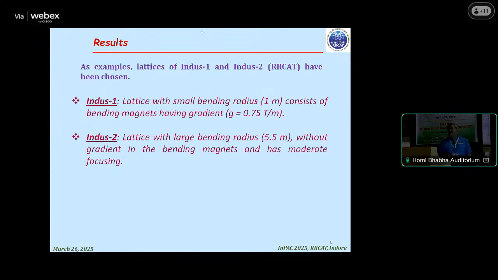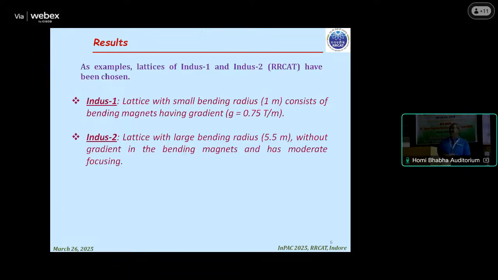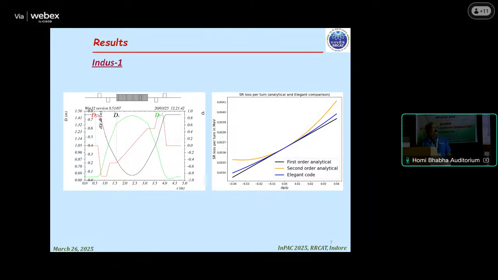Now, to calculate this term, as an example, I used two lattices, INDUS1 and INDUS2. Why have I chosen these two lattices? The reason is very clear. INDUS1 is a very small ring, meaning the bending radius is very small, and it has a gradient in the dipole magnet. You can see here, this K shows the gradient in the dipole magnet. So this radiation depends on the gradient in the dipole magnet, and INDUS2 is a different kind of lattice in which there is no gradient in the dipole magnet, and it is a larger ring, meaning a larger bending radius.